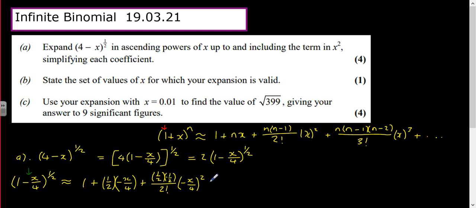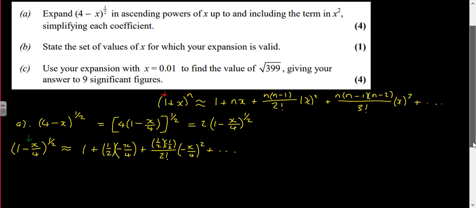We're asked to do up to and including the terms of x squared, so this is the only one that we're interested in. I'll just put plus dot dot dot to signify that this expansion does indeed go on forever.